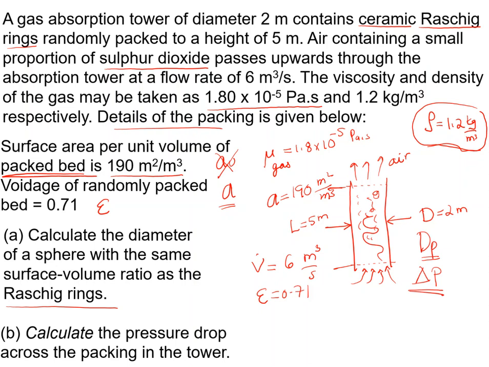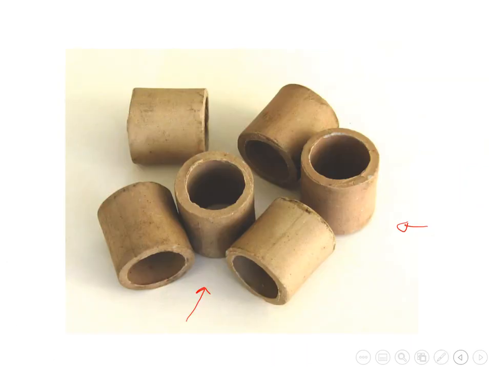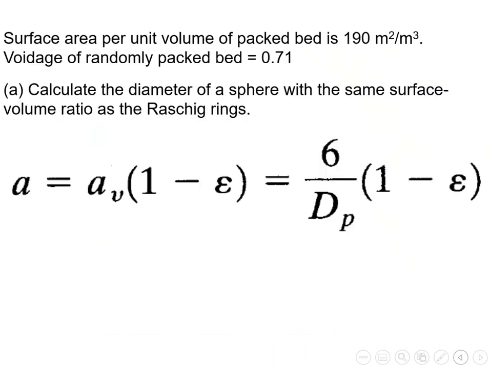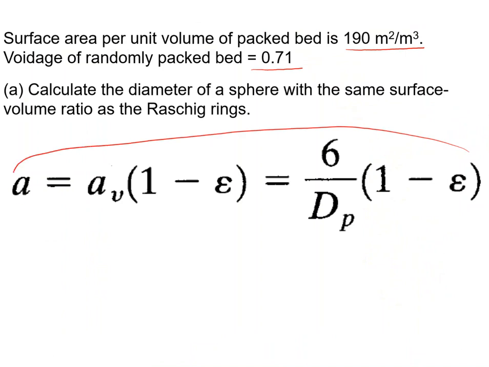So how to solve this problem? First of all, we want to find dp. So based on the given data, let us go to the next slide. Those are the Raschig rings. You know that this is what we have, which is A and this is epsilon. And I want to remind you of this equation, which is the equation of A.